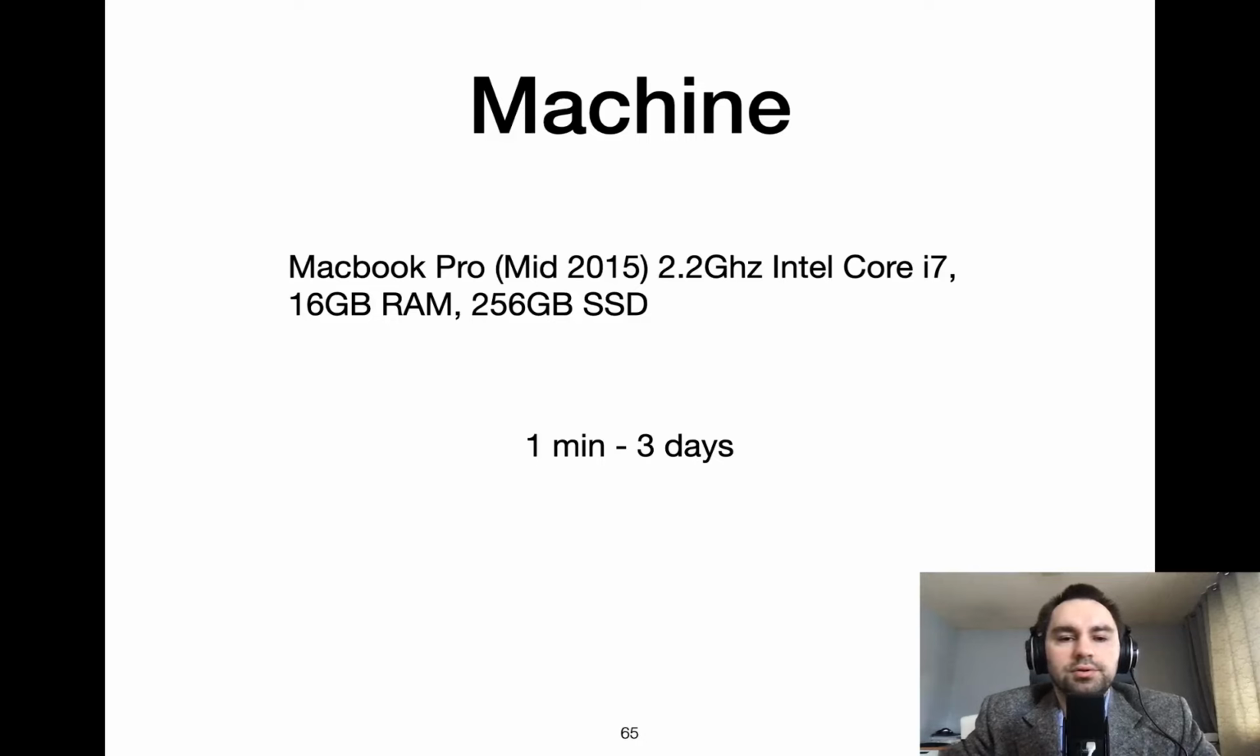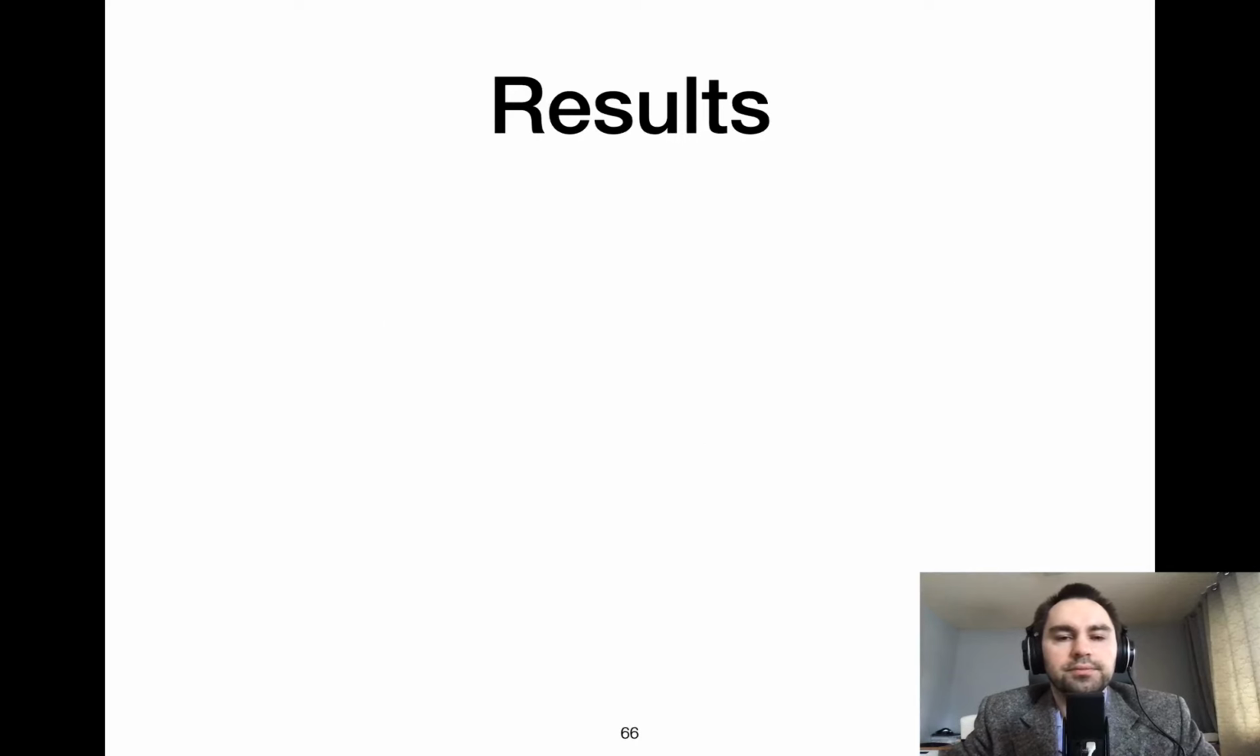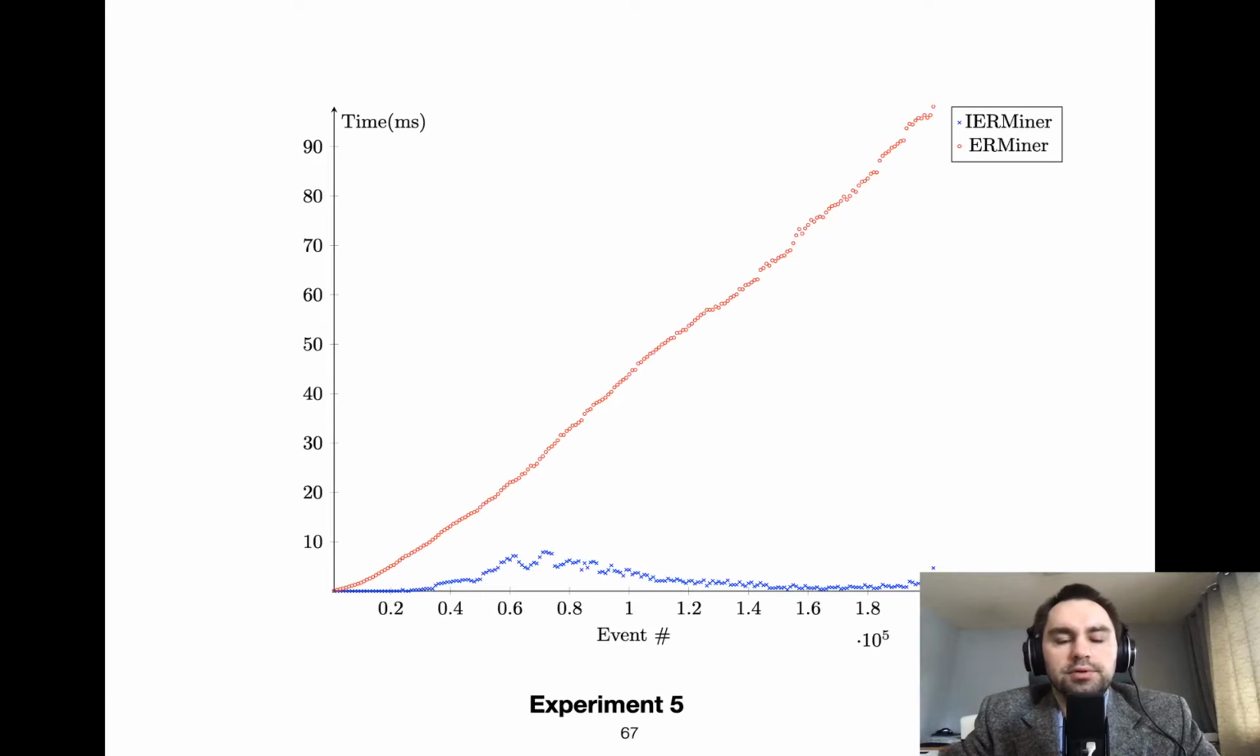We ran all our experiments on a relatively modest machine, and some of them took up to 3 days to complete. Here are some of the results. You can see that ERMiner, the original algorithm, predictably takes linearly longer the more events that are added to the database. This is predictable because it has to restart from the beginning and remine the whole database. Our algorithm performs better because it is able to take advantage of the existing rules that are present in the rule set that we mined so far.